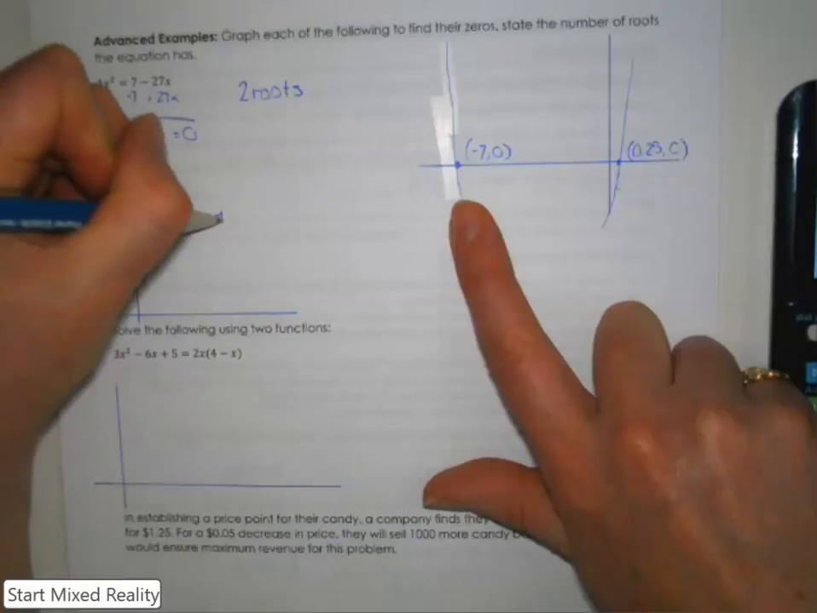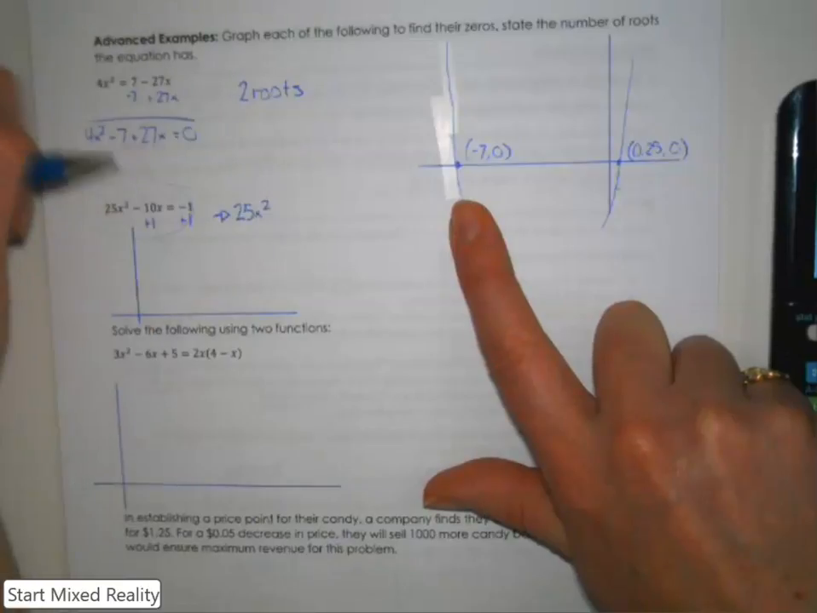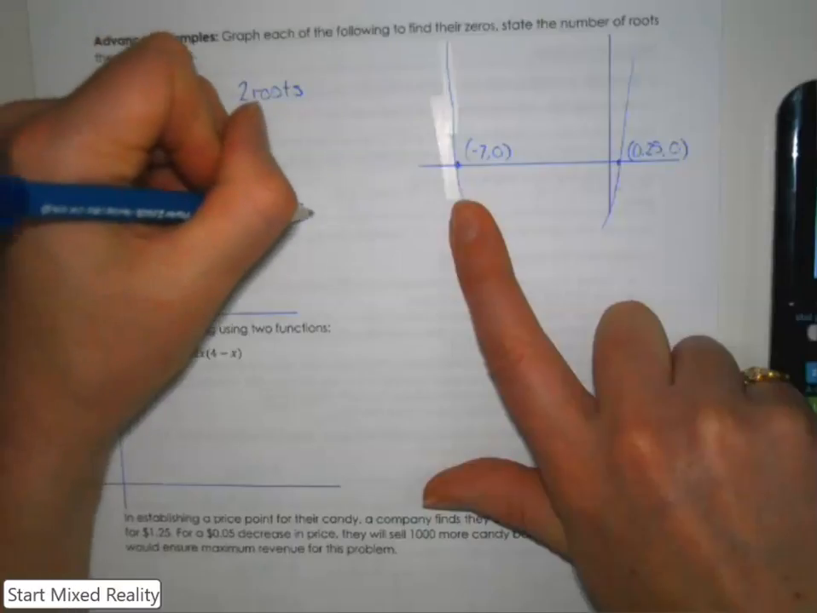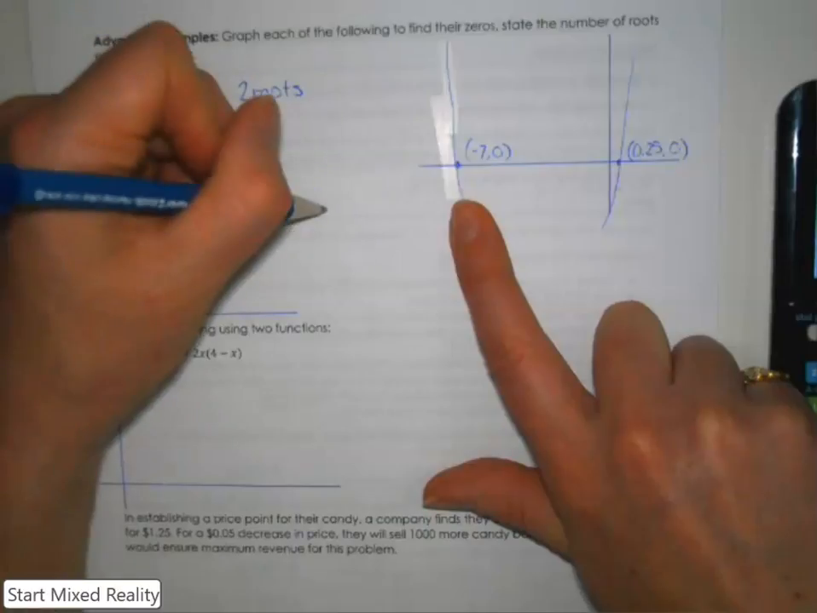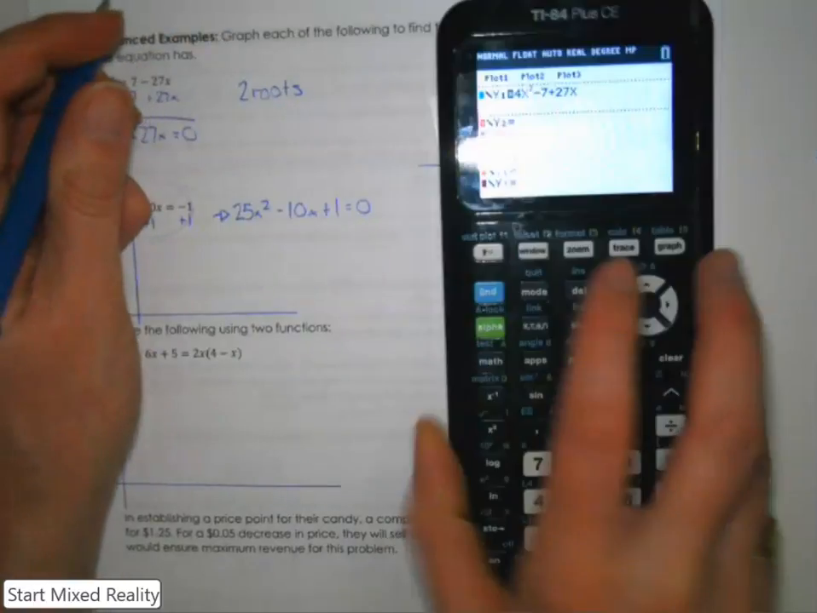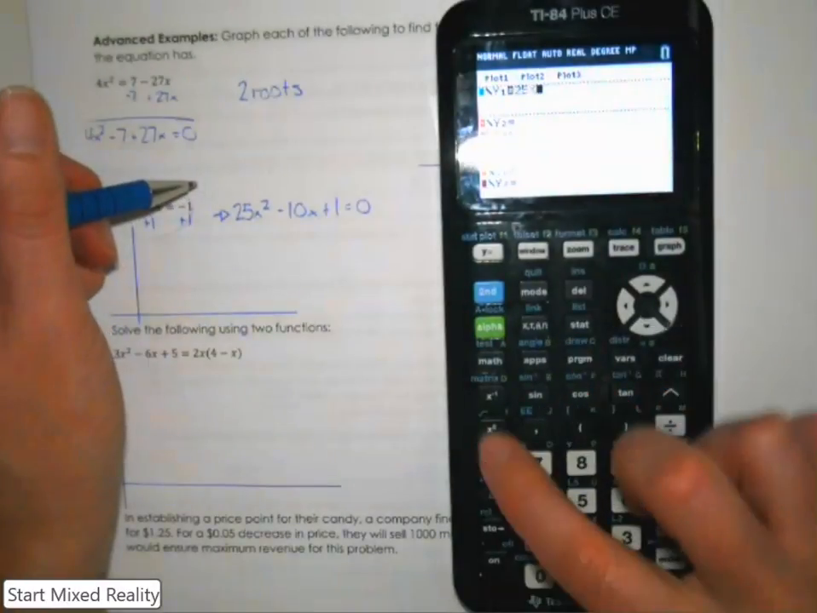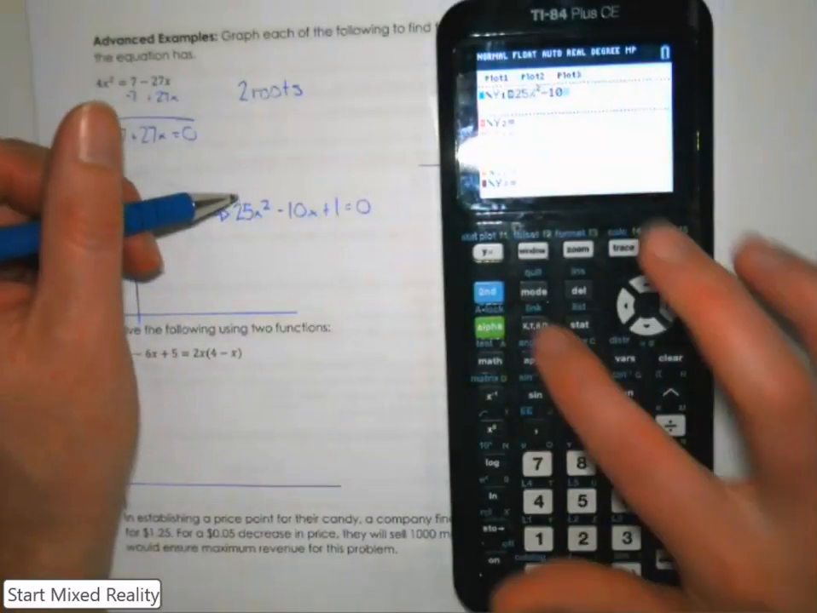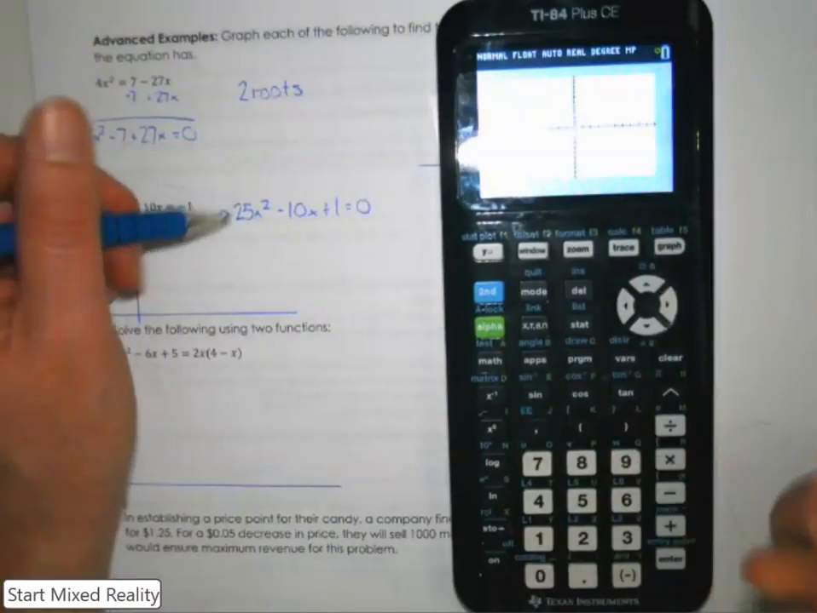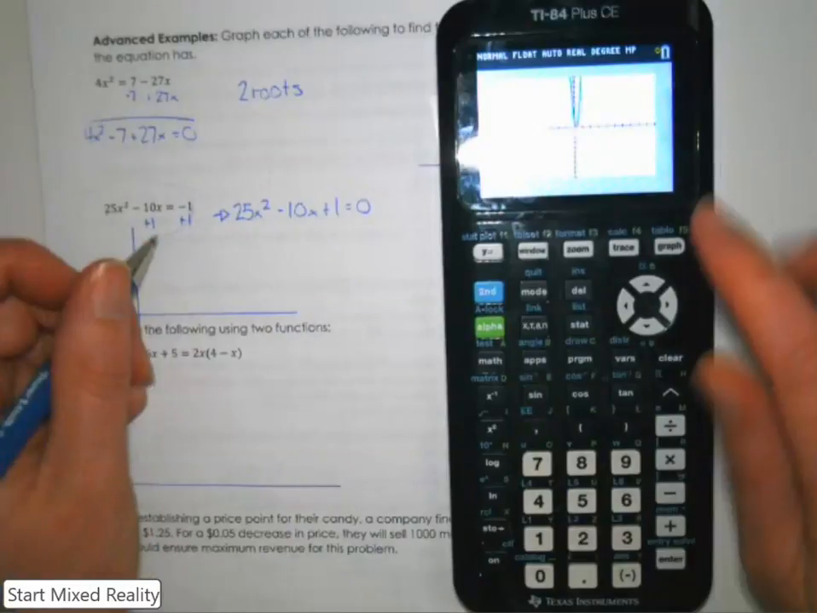So now this time I'm going to again move the 1 over by adding it to both sides. So that's going to give me 25x squared minus 10x plus 1 is equal to 0. So if I put that into my equation here, 25x squared minus 10x plus 1. Hopefully I got this one right on the one I gave you guys. Yeah, it looks like I did.